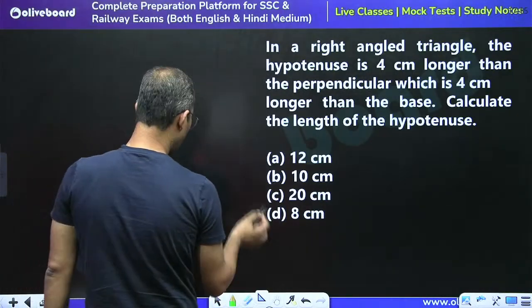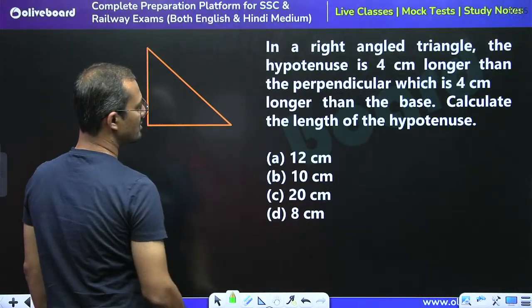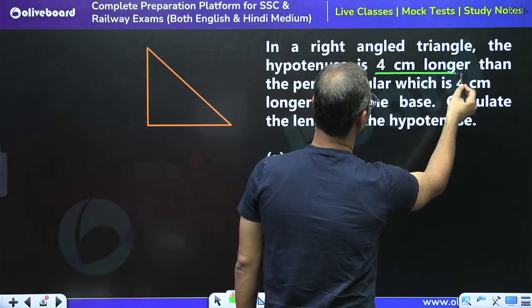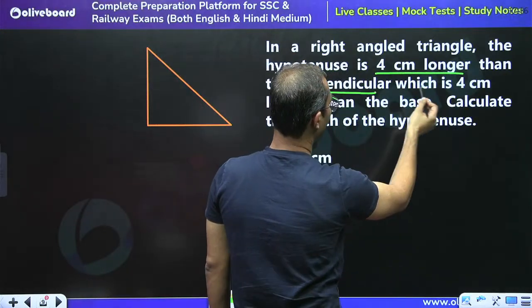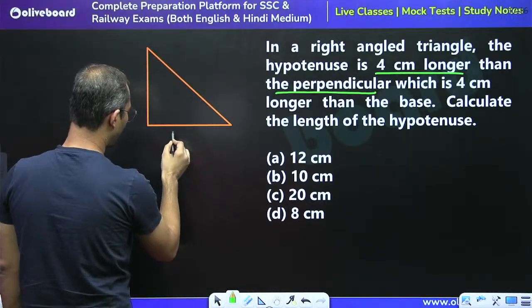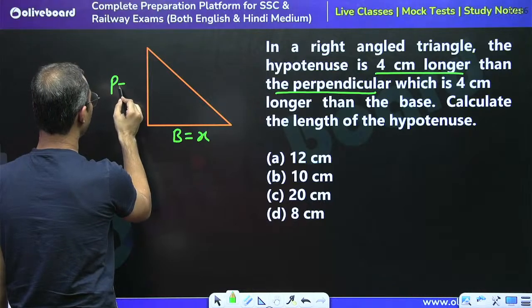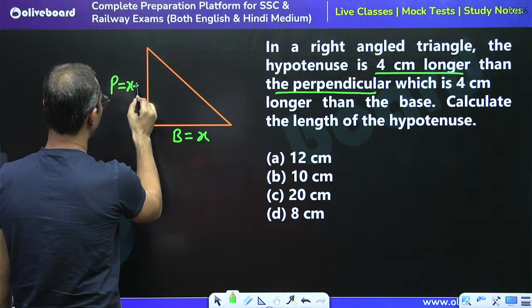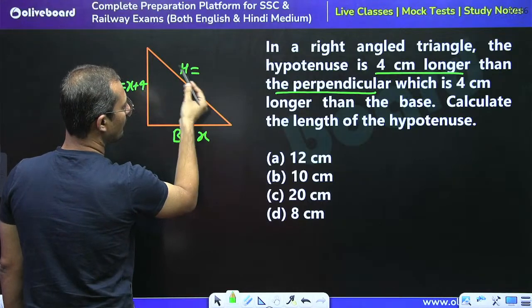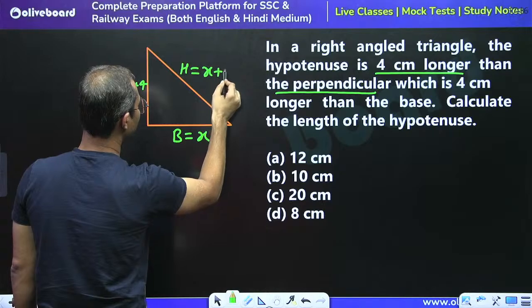See, this is a right angle triangle, right? The question is saying the hypotenuse is 4 cm longer than the perpendicular, and the perpendicular is 4 cm longer than the base. If base is equal to x, in that case perpendicular is equal to how much? x plus 4, and hypotenuse is 4 cm more than perpendicular. So x plus 4 plus 4, x plus 8, right?